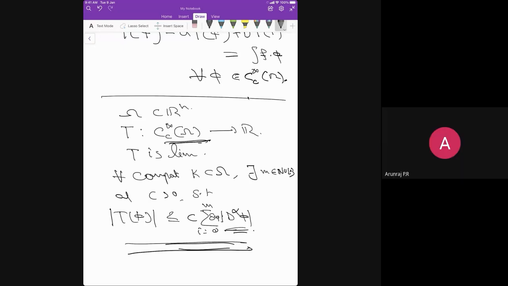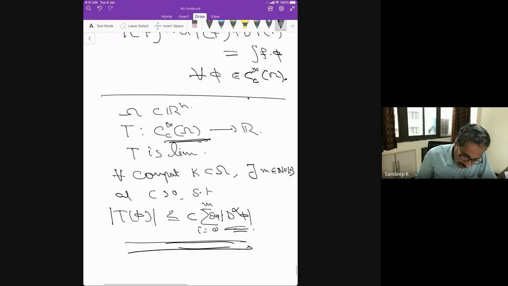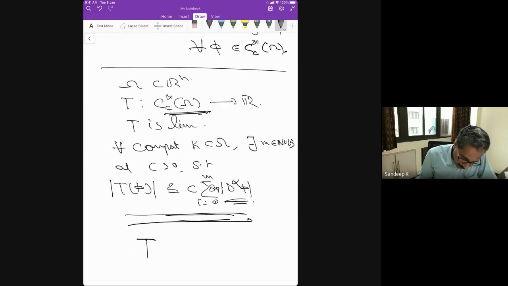For this particularly, we are defining a topology? Yeah, there is a very specific topology, and there are reasons for that. For example, once you have a distribution T, I have defined the derivative of T. I want this to be continuous, and there are various things I require. When you put all these things together, you will end up with that.